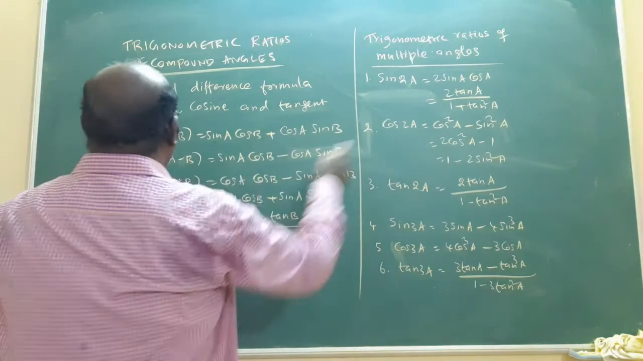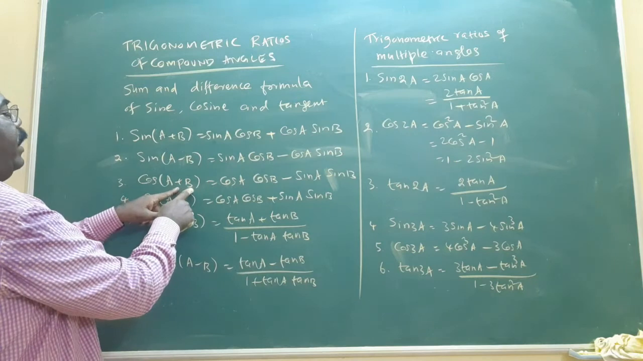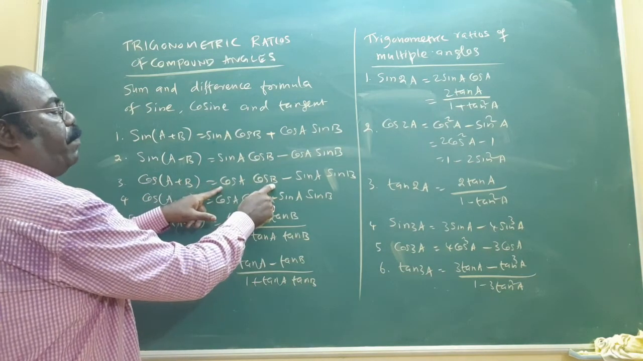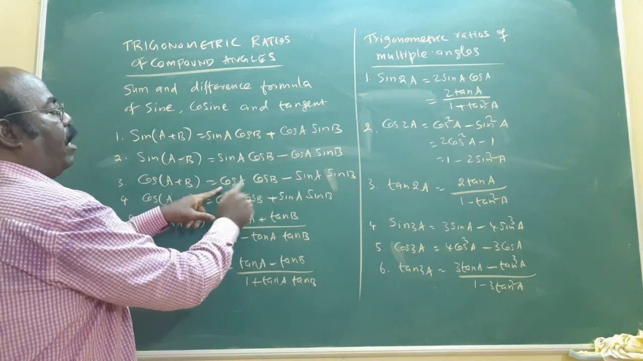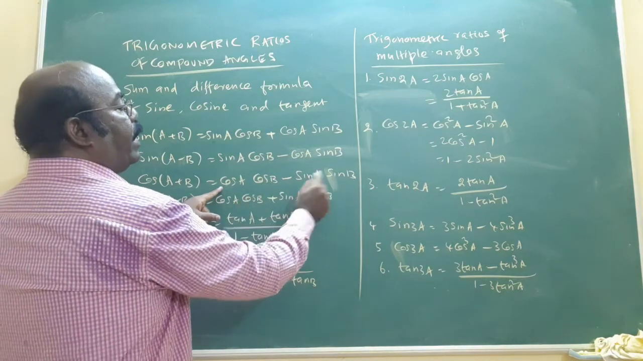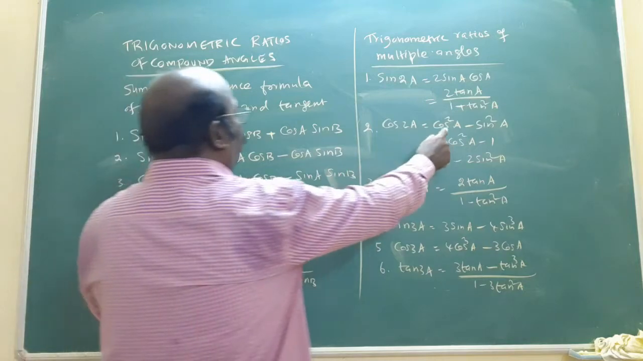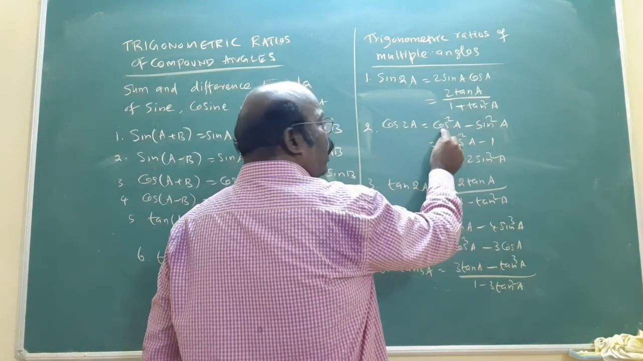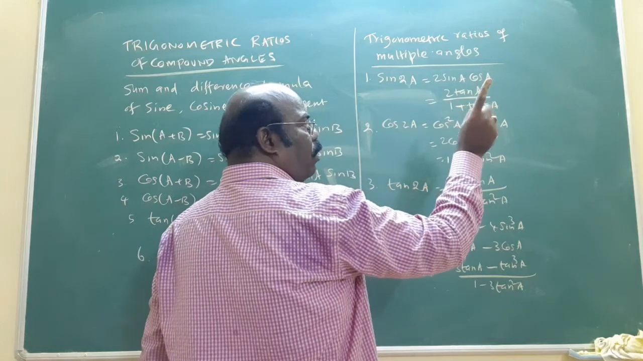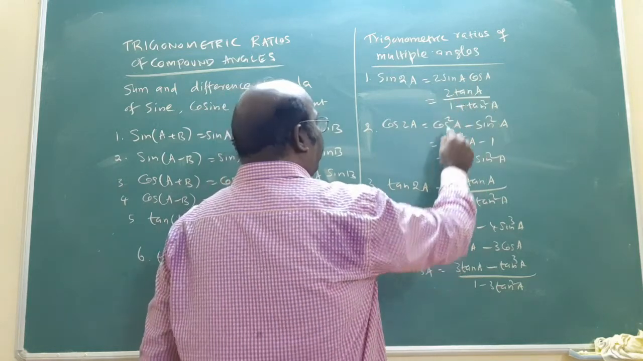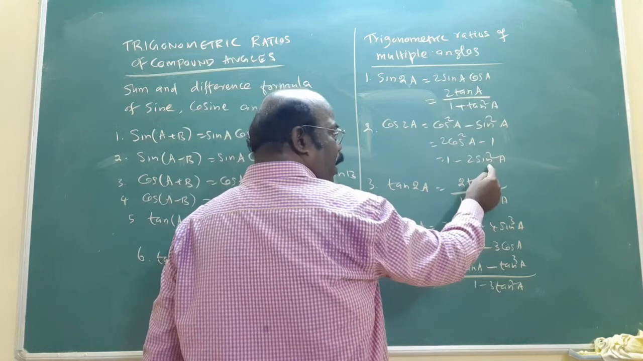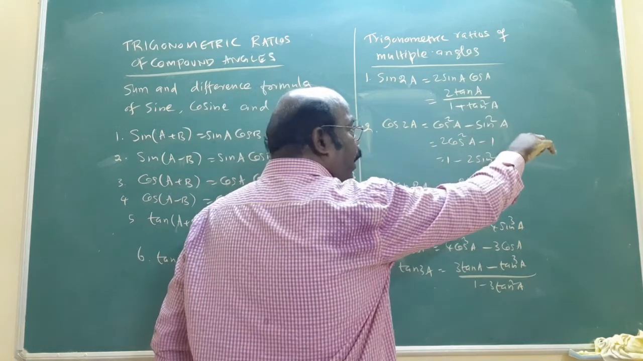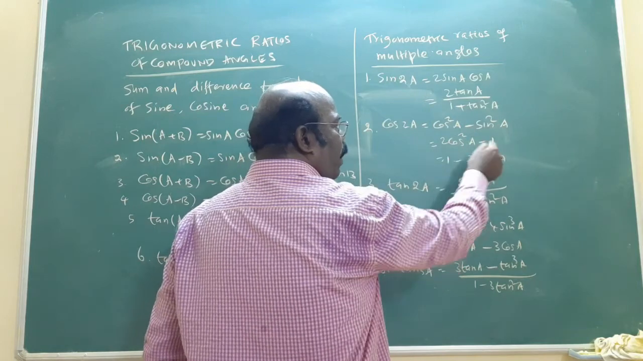Similarly, for this problem, put B equal to A, what is the answer? A plus A, 2A, cos 2A. B equal to A means cos square A minus sin square A. Inside, cos square is what? 1 minus sin square, that formula, no? So 1 minus sin square A minus sin square A, that is 1 minus 2 sin square A. Inside, sin square equals 1 minus cos square, so cos square plus cos square, 2 cos square A minus 1.